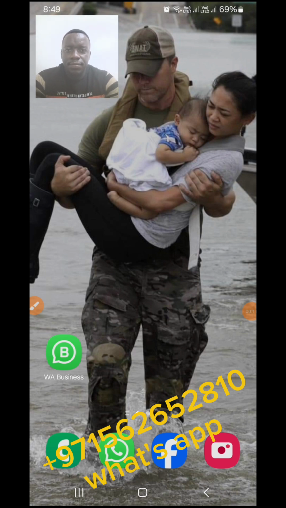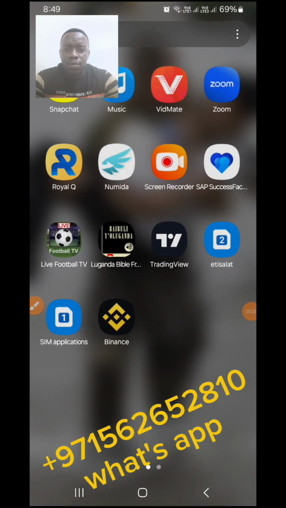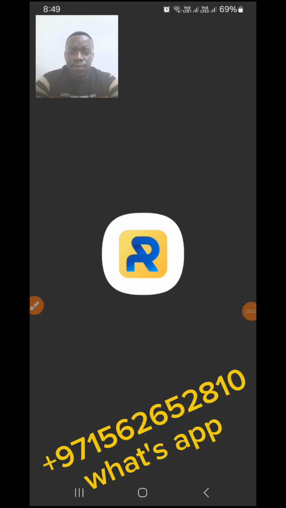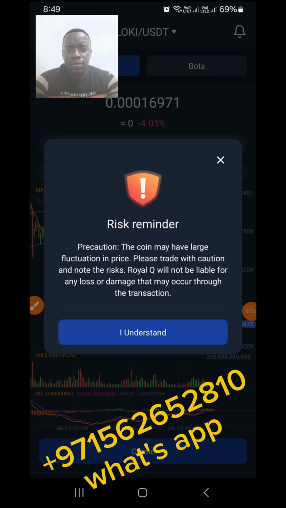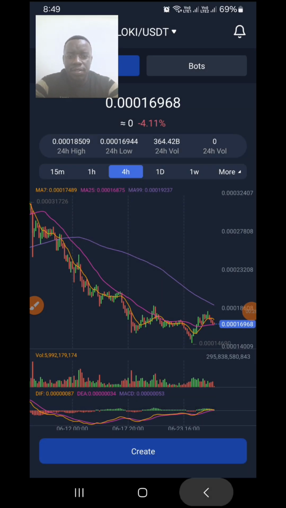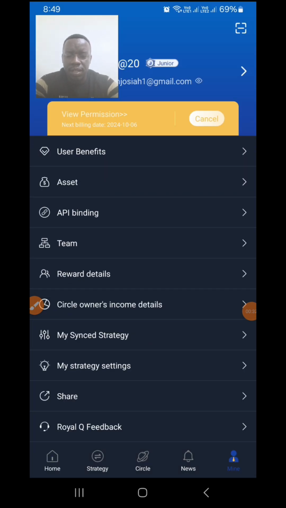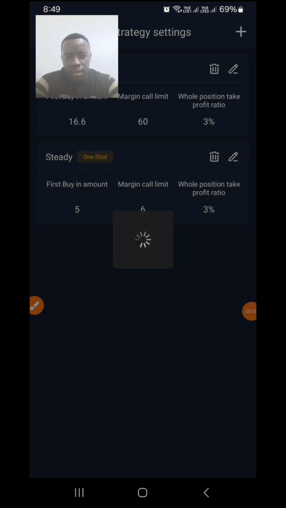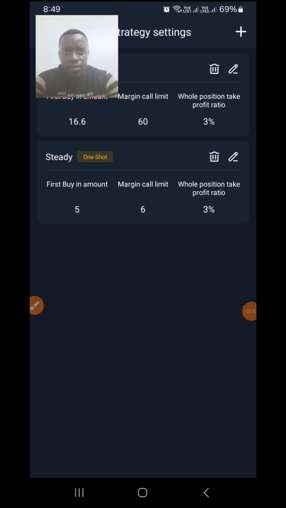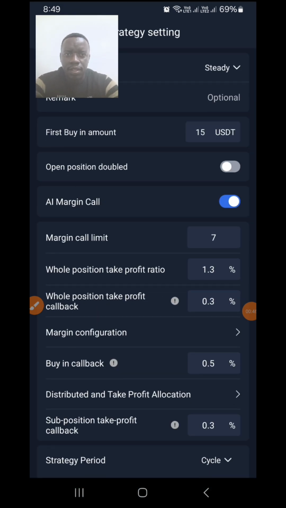Today, as I said, I want us to see how we can set our call drop properly. The big difference is between call drop and margin call. Let me first remove this. I want to talk about call drop and margin calls. Let me add another strategy here, which I'm going to edit.